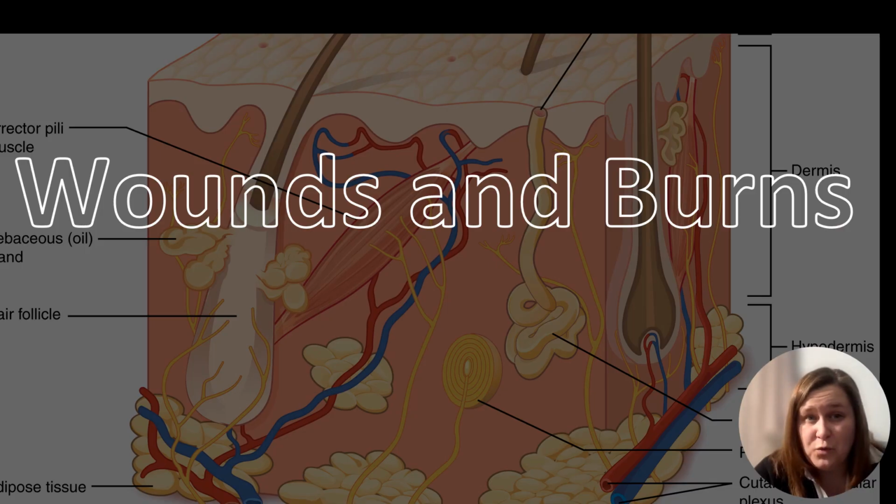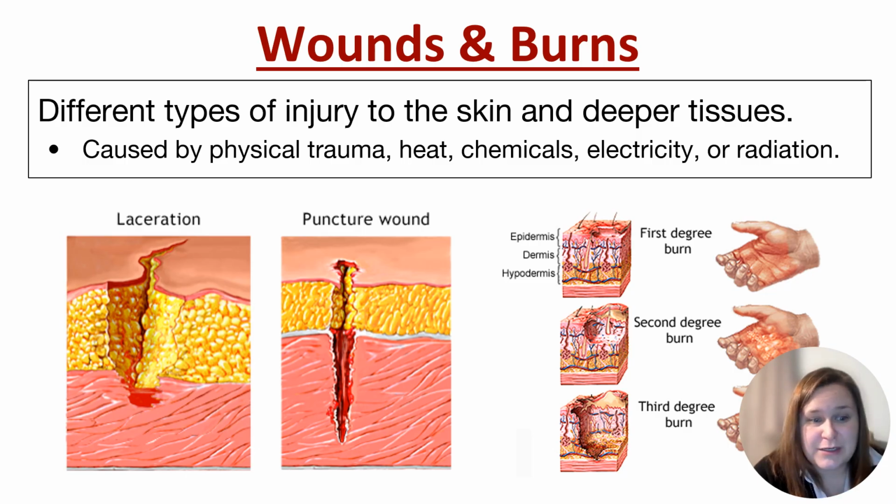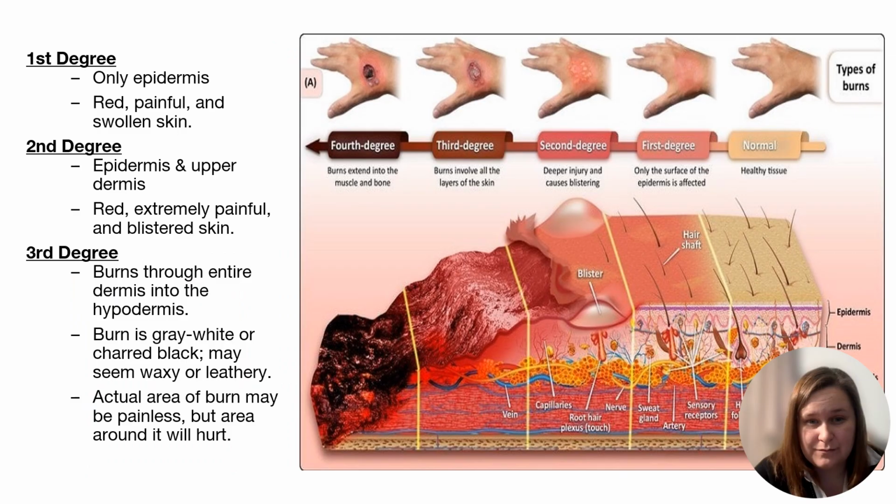So let's talk a little bit about wounds. And next we're going to talk about wounds and burns. So these are going to be different types of injuries to the skin and the deeper tissues. This can be caused by physical trauma, heat, chemicals, electricity, or radiation. Okay, so we're going to talk about burns first. You all have probably heard of first, second, third degree burns. We're going to talk a little bit about what that classification process looks like.